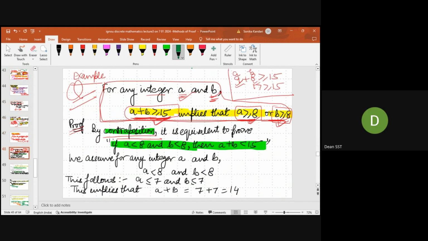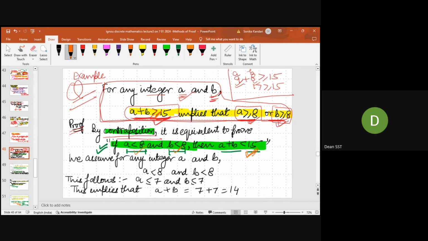Okay. So, doing the contrapositive, we can write, if A is less than 8 and B is less than 8, then A plus B is less than 15. Can we write this? If yes. Why have we used less than 15? Because here we had greater than or equal to. So while reversing, we will use less than.